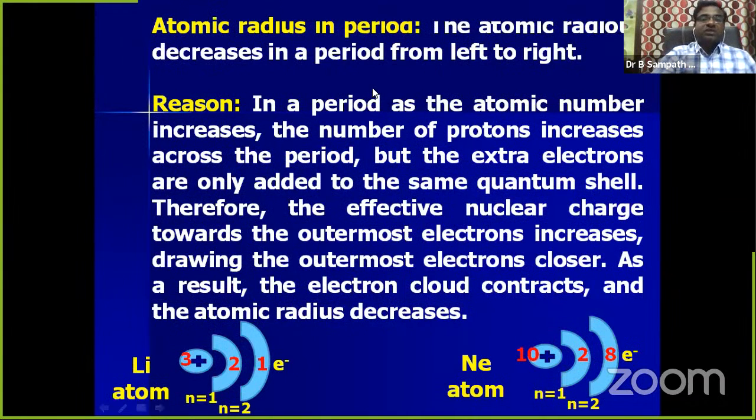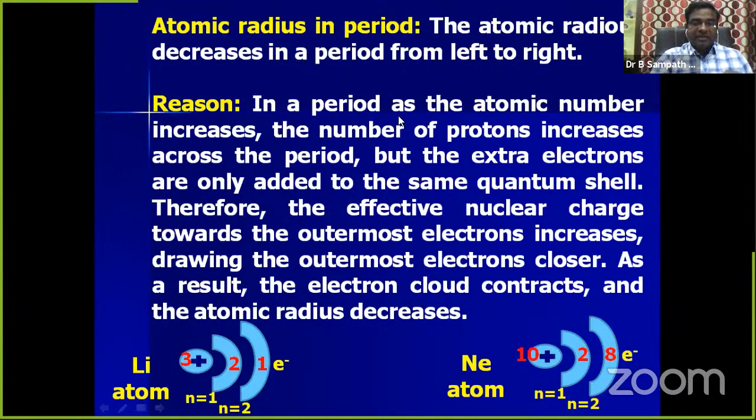See, children, what happens to atomic radius in a period? The atomic radius in a period gradually decreases from left to right. Why does the atomic radius decrease? Let us see the reason. In a period, as the atomic number increases, the number of protons increases across the period, but the extra electrons are only added to the same quantum shell. See, children, I will explain.